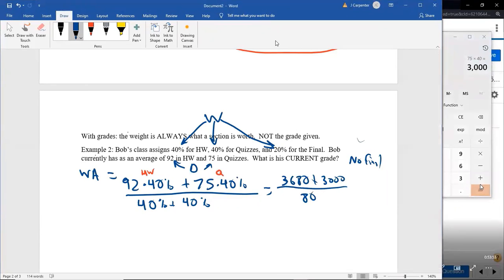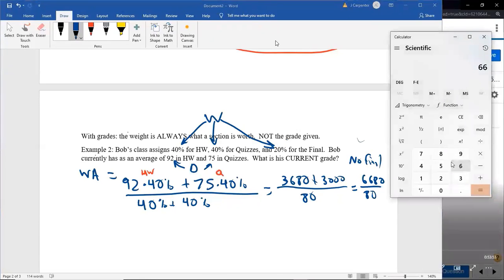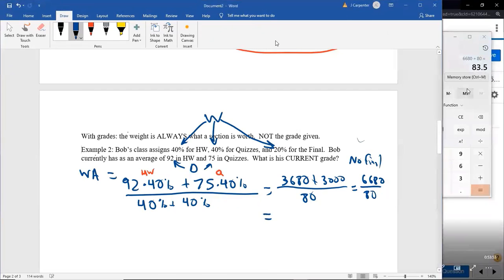3680 plus 3,000 is going to be 6680. Just have to add the 3's, divided by 80. And then we'll do that division. 6680 divided by 80 is 83.5. That is our average currently.